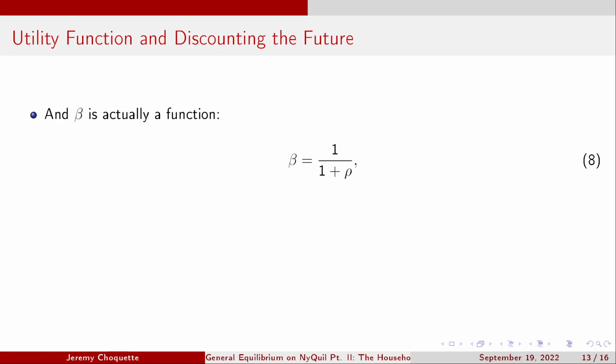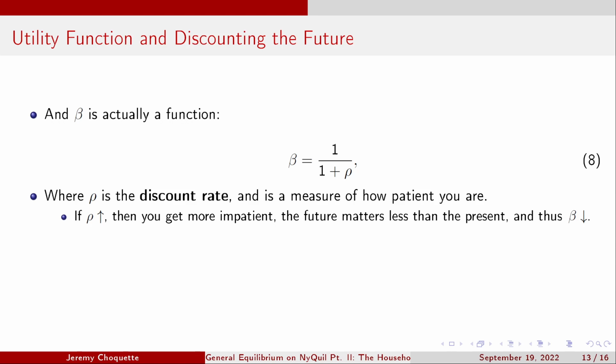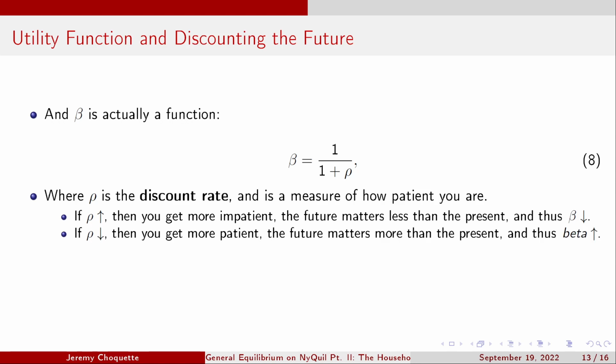Now, beta itself is actually a function. Beta is equal to 1 over 1 plus rho. Rho is what's known as the discount rate, and it's a measure of how patient you are. So beta is a measure of how much the future matters relative to today. Rho, that silly-looking p, is the discount rate. If rho gets bigger, then you get more impatient, and the future matters less than the present does. So beta would thus fall. Why? Well, because fractions. If rho were to fall, then you get more patient. The future matters much more than it did previously, and beta would increase.